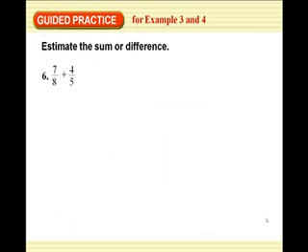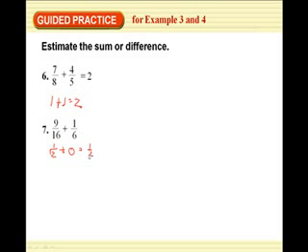Okay, estimate the sum or difference. So I'm going to round them first. I end up with 1, and that's almost 1, so I get 2. 9/16: half of 16 is 8, and 9 is really close to 8, so I'm going to say a half. 1/6, I don't think that's close enough to a half, so I'm going to round that one to 0 and get a half.